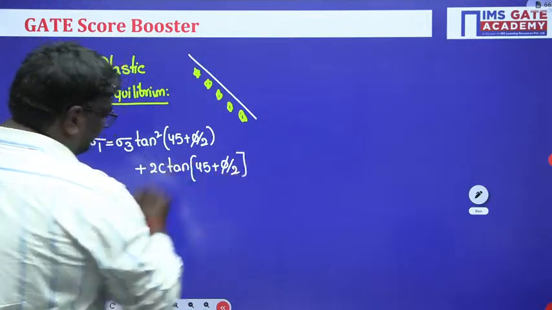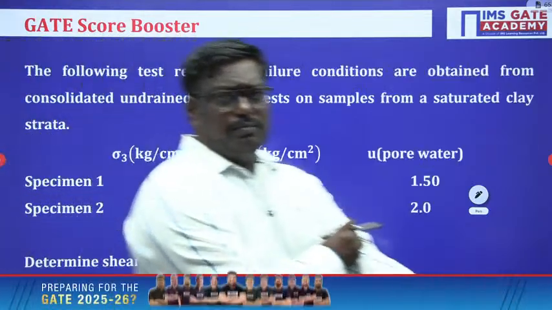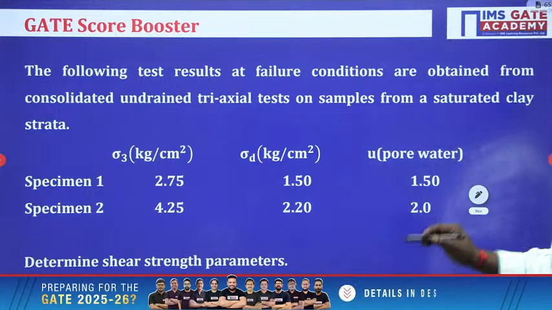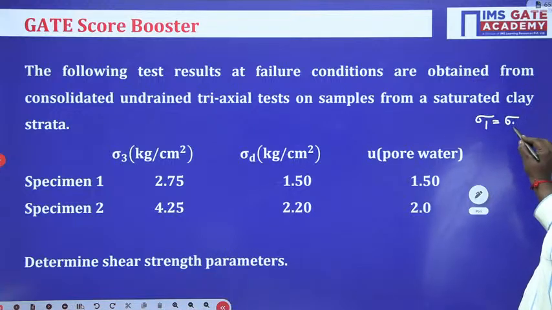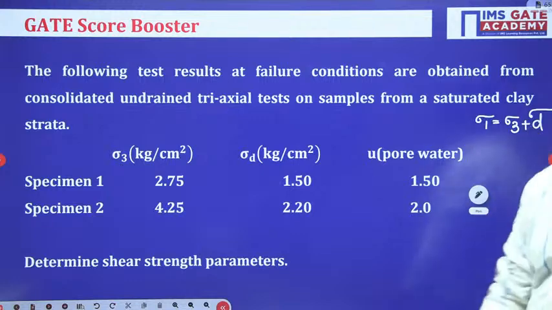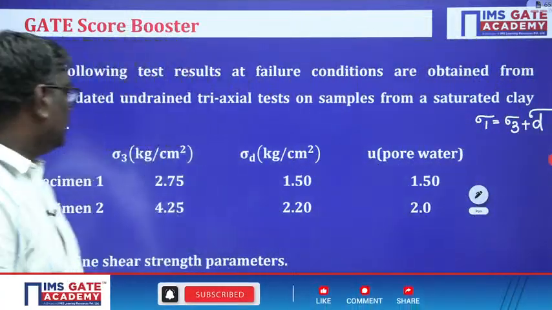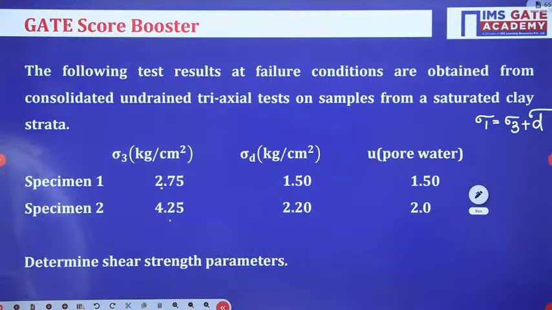Now see, students, please understand here, sigma 1, the major stress, is equal to sigma 3 plus sigma d. What is sigma d? Deviator stress. What is sigma 3? Confining pressure. If you add these two, you will get sigma 1.